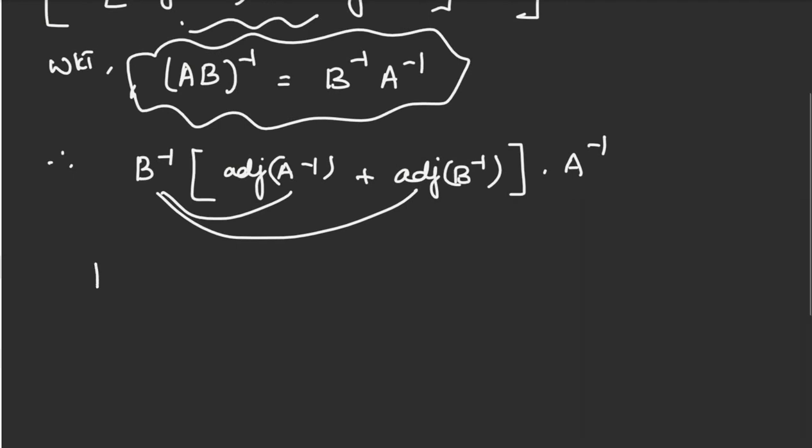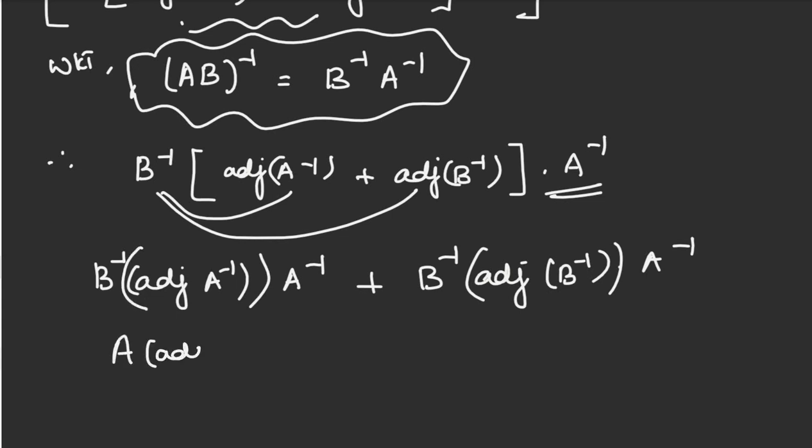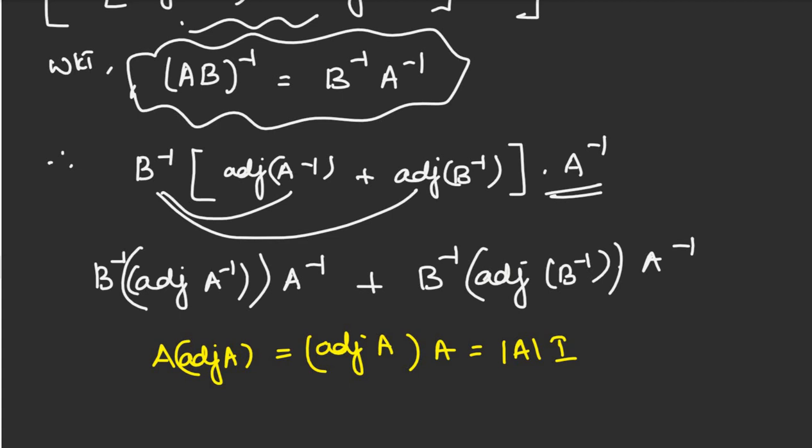Now I can write this as B inverse adj of A inverse plus A inverse into adj of B inverse into A inverse. Now next step, again we know that A into adj of A is equal to adj of A into A, which is determinant of A into I. So in the place of A, I have A inverse here.